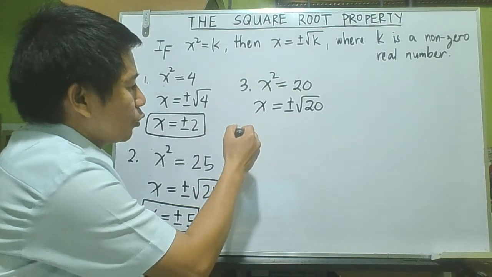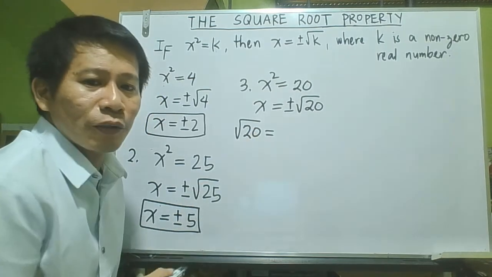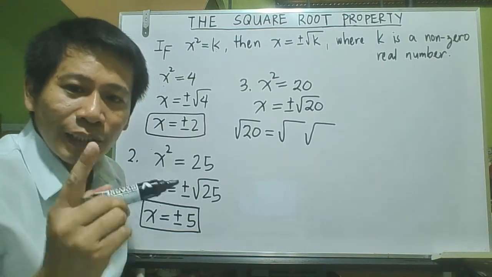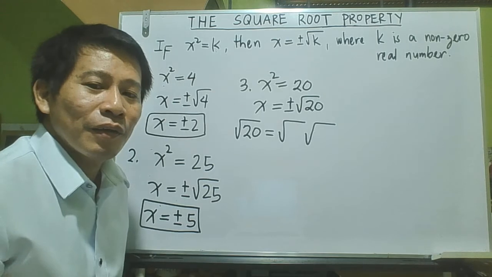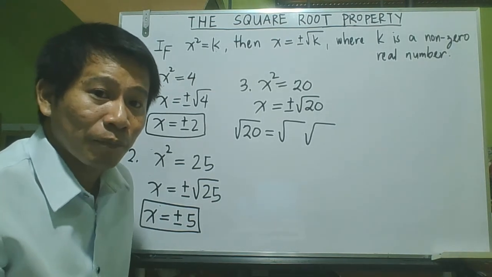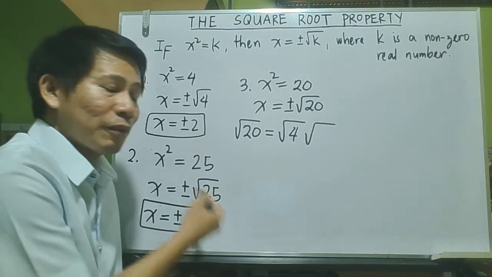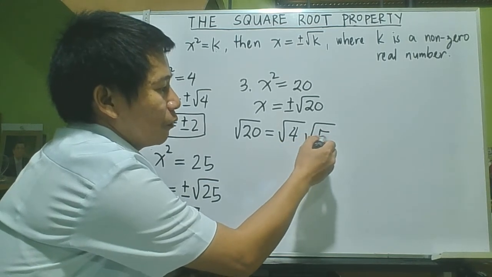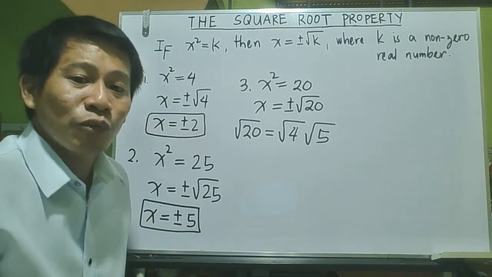From your given 20, or square root of 20, you will factor it out in such a way that one of the factors is a perfect square. And what is a factor of 20 which is a perfect square? That is 4, because 4 is a perfect square. And if it is square root of 4, this would be square root of 5, because square root of 4 times square root of 5 is square root of 20.